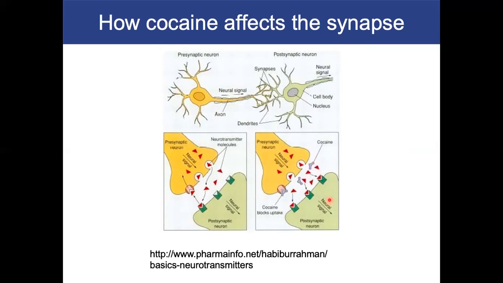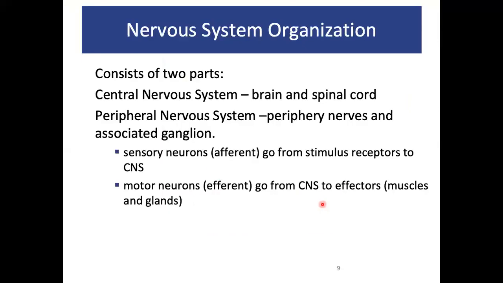A lot of different types of drugs work this way, not just cocaine. So for example, antidepressants work the same way. Antidepressants will sit on the serotonin reuptake transporter, so that serotonin stays in the synapse longer, and keeps triggering the postsynaptic nerve, or excitation of that postsynaptic nerve. Your nervous system organization: the central nervous system is your brain and spinal cord. The peripheral nervous system is everything outside of the brain and spinal cord.